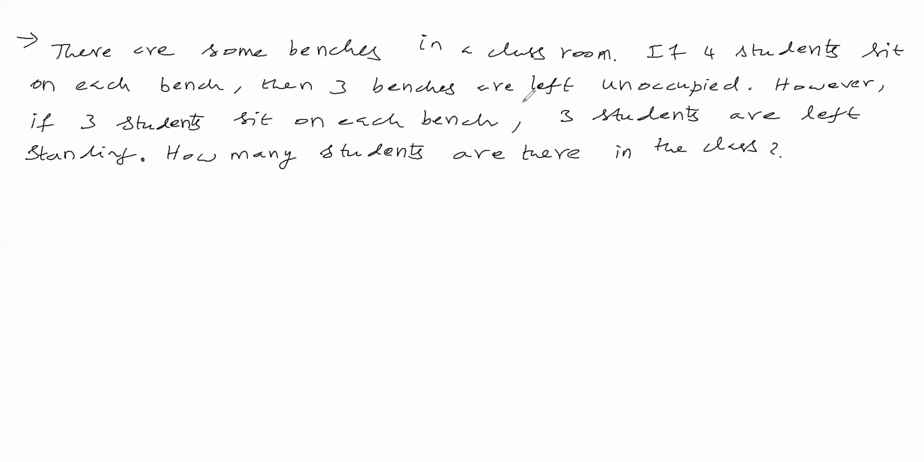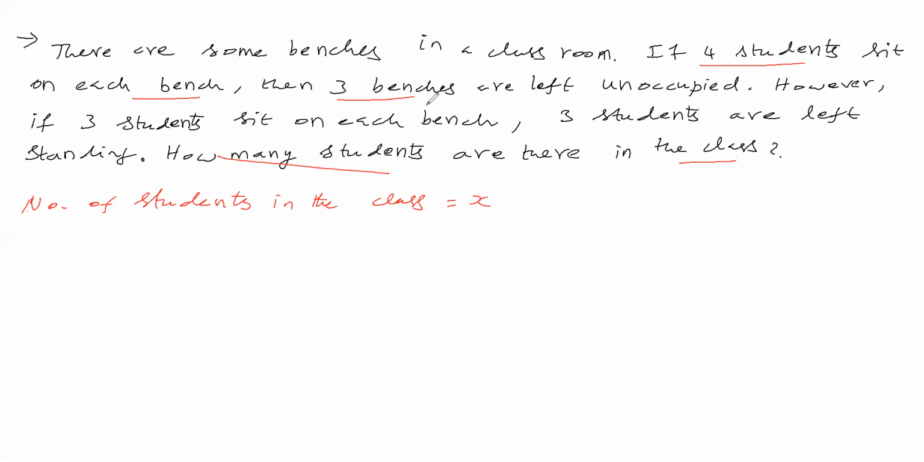Now what is the question? How many students are there in the class? That we will take as x. So the number of students in the class, we will take as x. Sir, how many students are sitting on the bench? 4 students sit on each bench, 3 benches are left unoccupied. However, 3 students sit on each bench, 3 students are left standing.